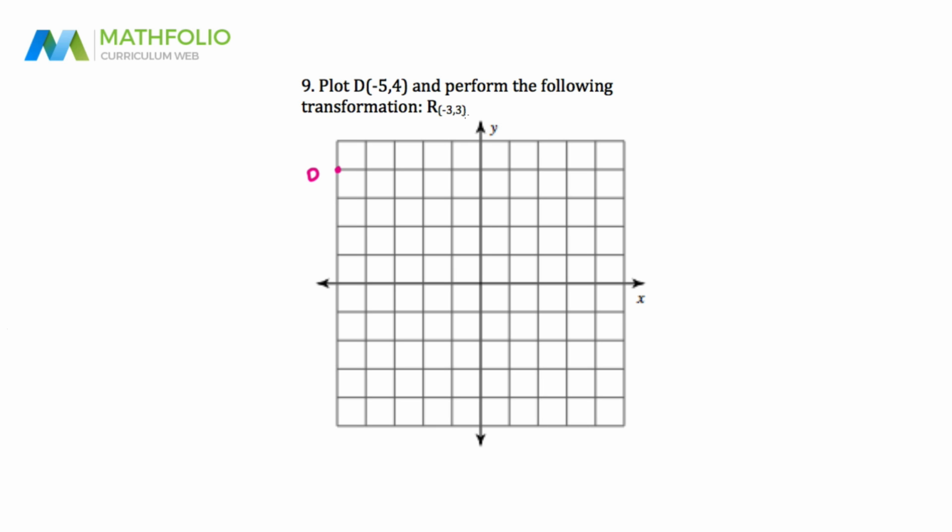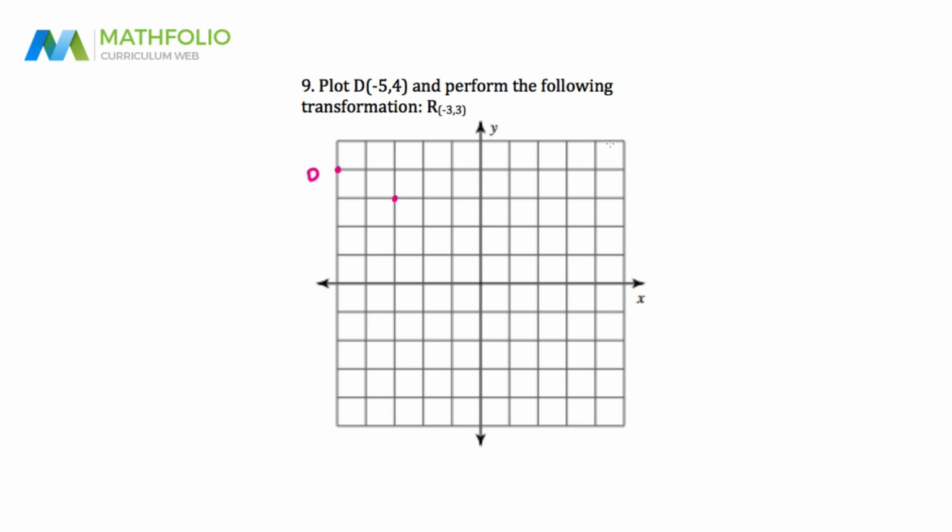Now, sometimes when we're given the letter R, it could mean rotation or reflection. But for it to be a rotation, we need a certain number of degrees, like 90 degrees or 270, or in fact any number of degrees. So when not given the number of degrees, we're dealing with a reflection through a point in this case. So the point of reflection is -3, 3, so we're reflecting it through this point.